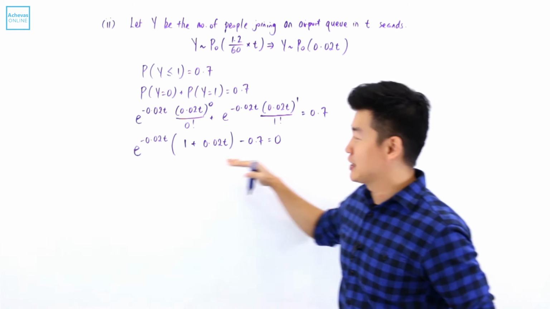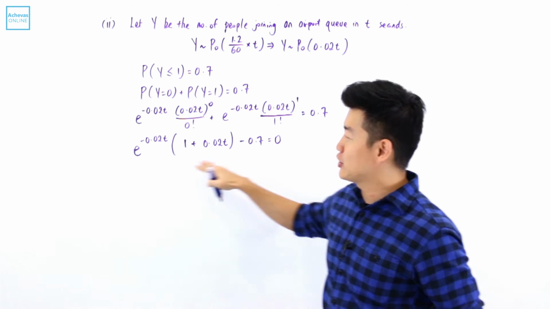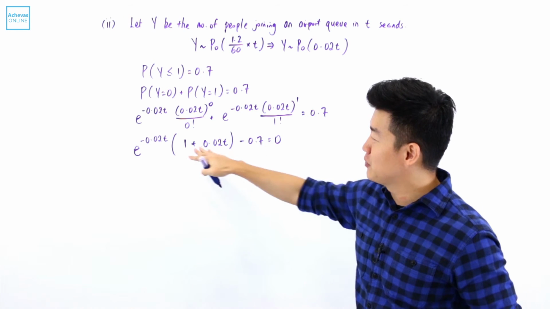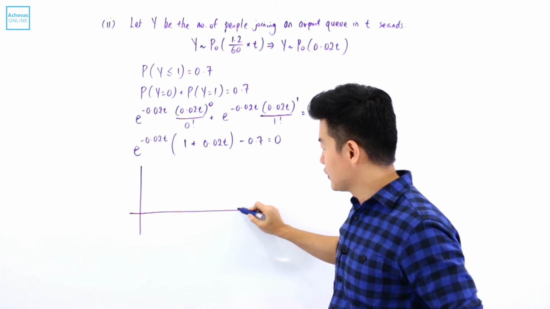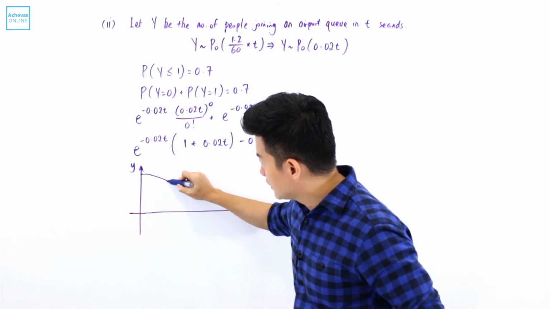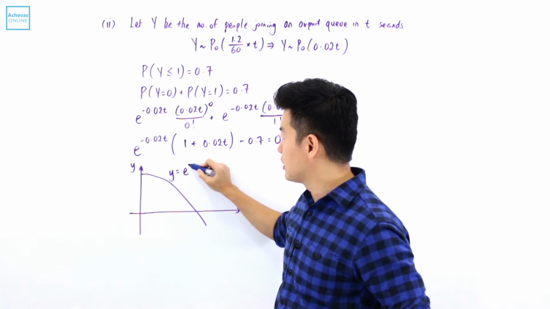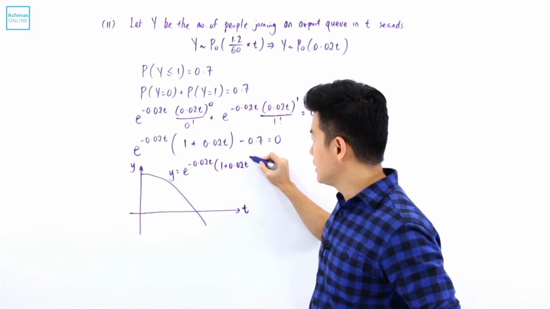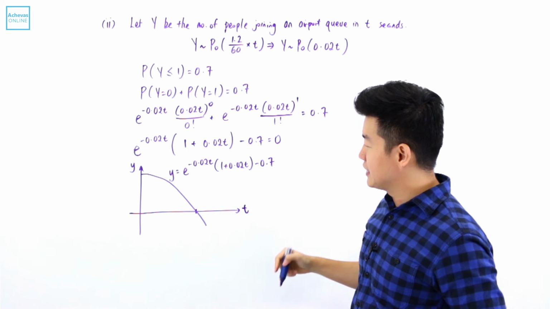And to solve for t, I will just need to solve this equation, and how I'm going to do that is to sketch a graph. I'm going to sketch the graph of the left hand side and find out where it intersects the horizontal axis, and that will give me the solution to t. So if I were to sketch that, my graph is going to look something like this, y versus t. From my calculator, the curve is going to look something like this, and this is the graph of y equals e to the power of minus 0.02t, times 1 plus 0.02t, minus 0.7, and this is going to be the solution to this equation.